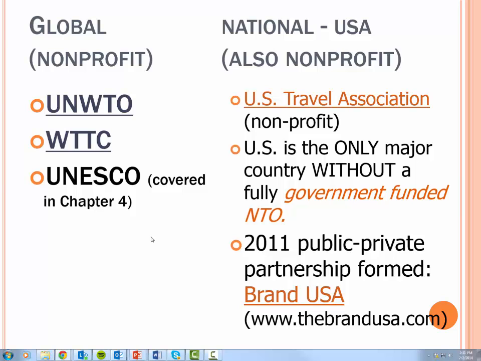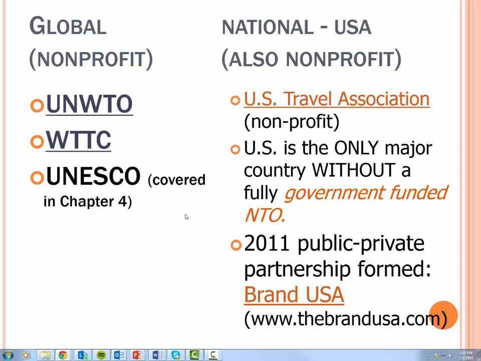UNESCO stands for the United Nations Educational, Scientific, and Cultural Organization, which also oversees the World Heritage Foundation and World Heritage Sites. We will take a closer look at UNESCO in Chapter 4. Your book goes into more detail about other global organizations as well as regional tourism organizations. You will want to be familiar with those as well.